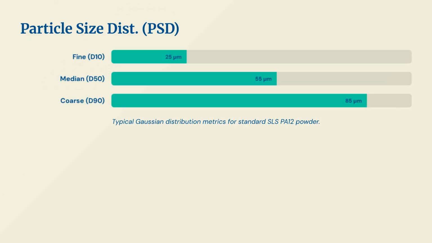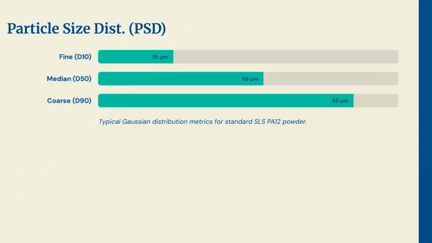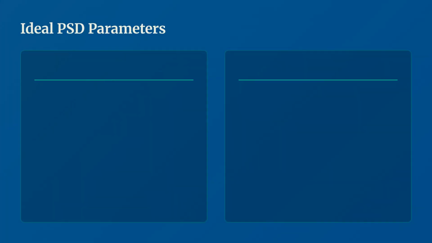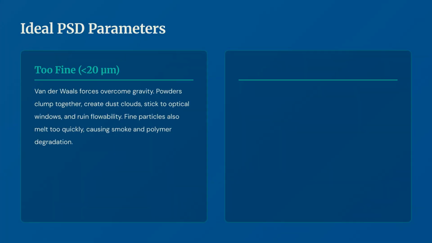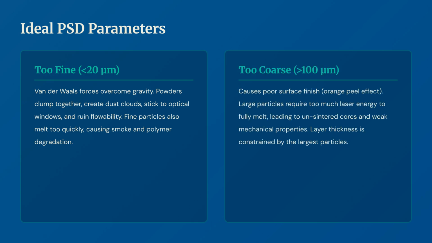Achieving the right distribution is essential for consistent packing and sintering. The particle size distribution is a balancing act. Particles that are too fine, under 20 microns, clump and cause dust, while particles that are too coarse, over 100 microns, result in poor surface finish and weak mechanical properties. Finding the ideal range is critical for successful printing.